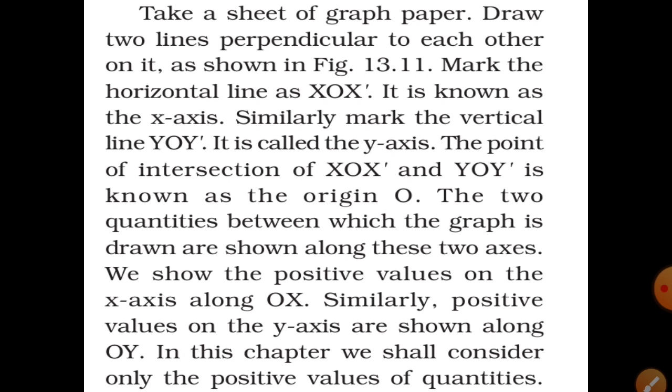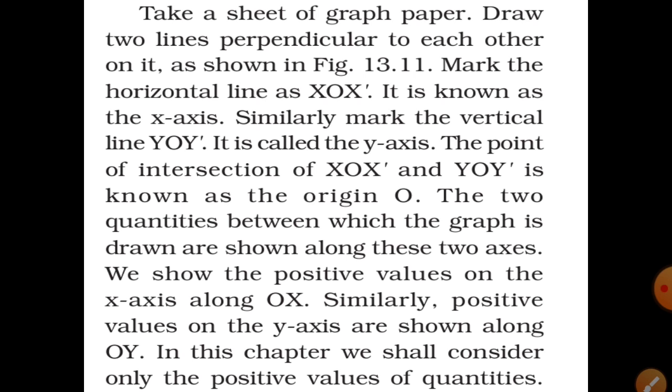Take a sheet of paper, draw two lines perpendicular to each other on it as shown in the figure. Mark the horizontal line X'X. It is shown as the x-axis. Similarly, mark the vertical line Y'Y. It is called the y-axis. The point of intersection of X'X and Y'Y is known as the origin O.